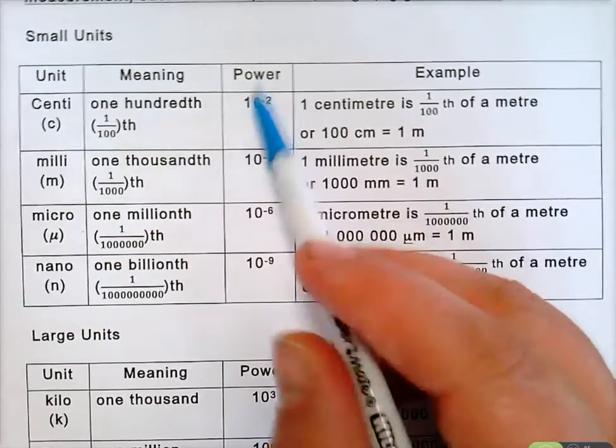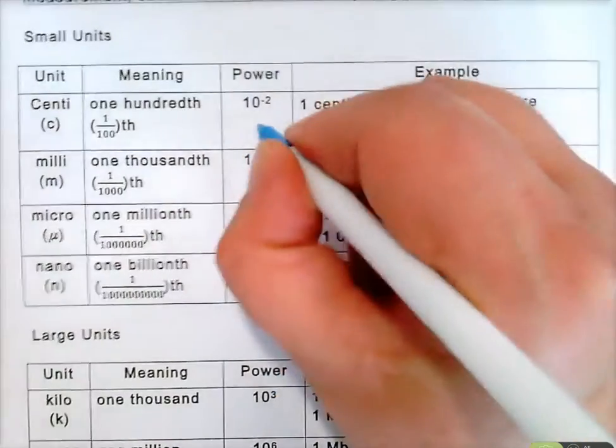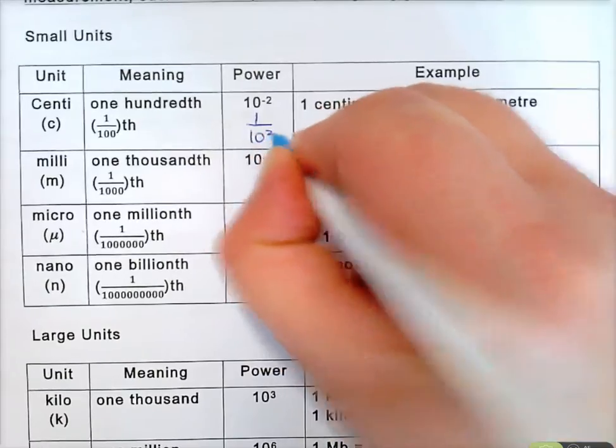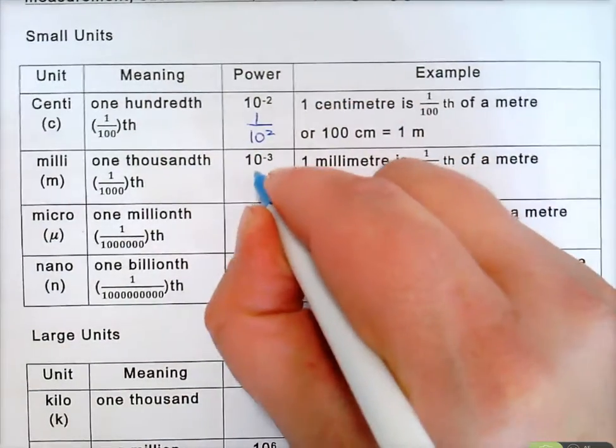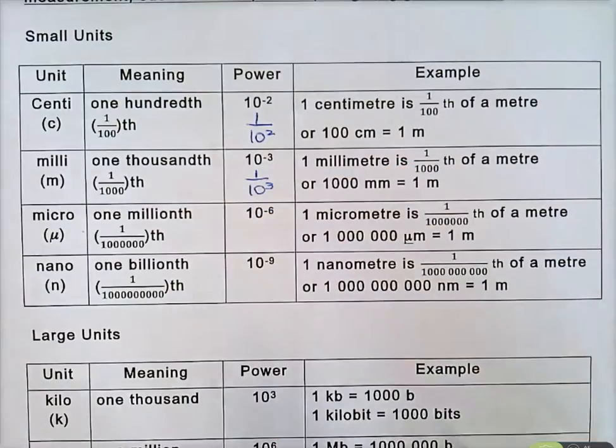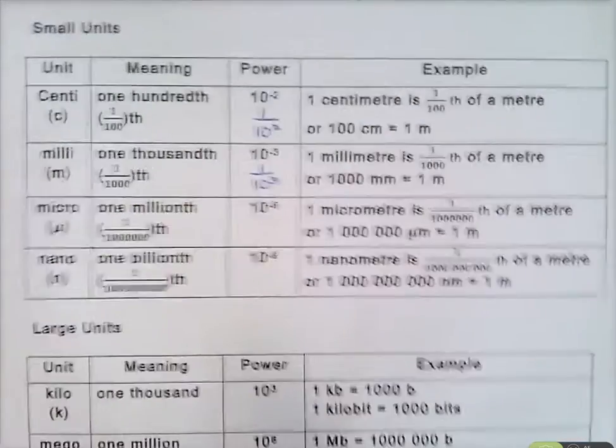Now powers, we've been looking at powers in scientific notation. 10 to the minus 2 is 1 over 10 squared, so it's 1/100th. Can you see that? 10 to the minus 3 is 1 over 10 cubed, which is 1/1000th.